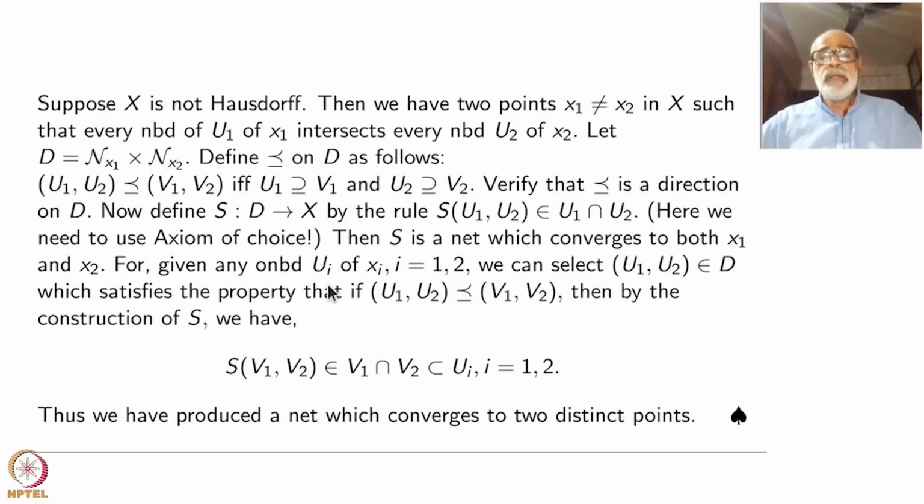It is very easy to see. Take any neighborhood ui of xi, i equal to 1 and 2. We can select (u1, u2) belonging to D, which satisfies the property that if (v1, v2) follows (u1, u2), that means v1 is contained inside u1 and v2 is contained inside u2, then by the construction S of (v1, v2) is an element of v1 intersection v2, which will be inside ui for i equal to 1 and 2. Since u1 and u2 were arbitrary, S converges to both x1 as well as x2. In one go, we have proved both of them.